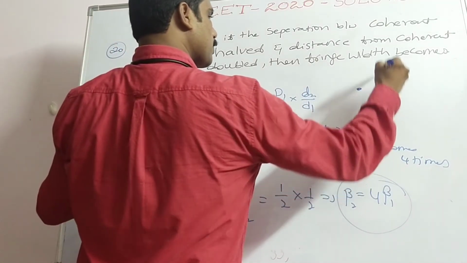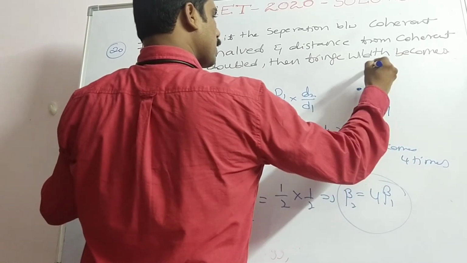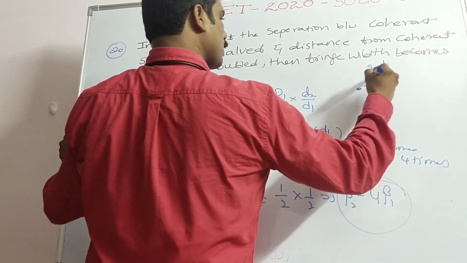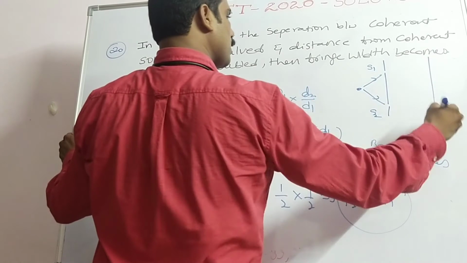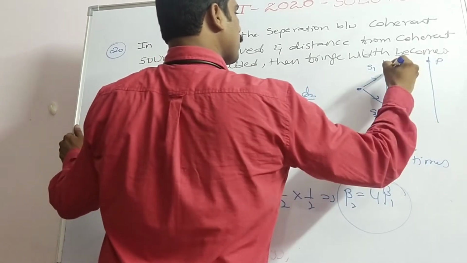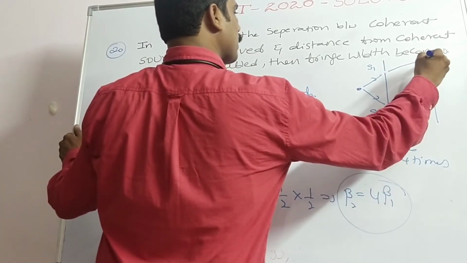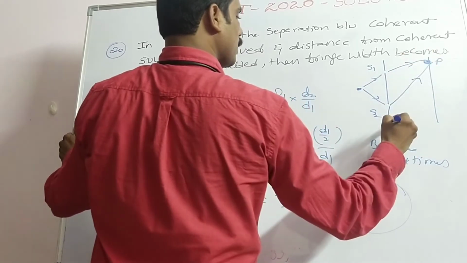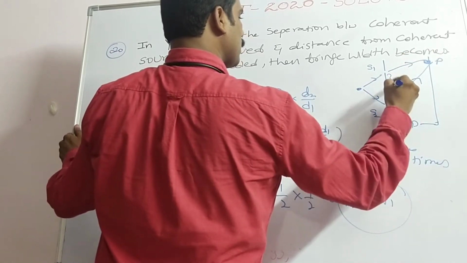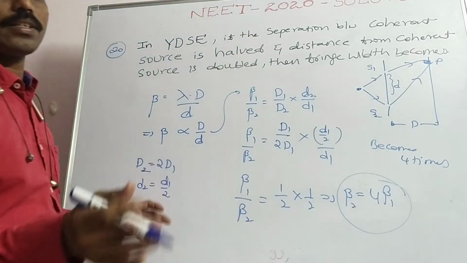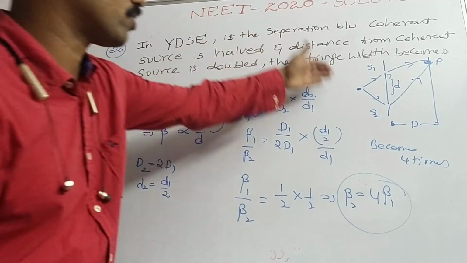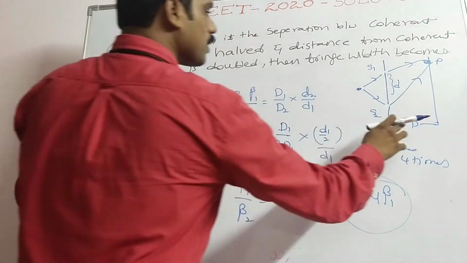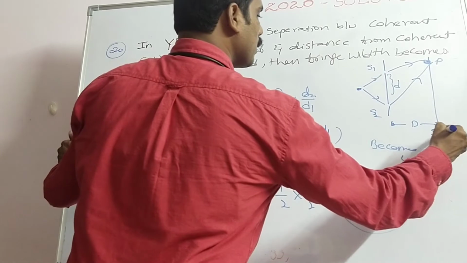You know Young's double slit experiment. This is slit S1, this is slit S2. This is the point P where the interference pattern can be observed. This is capital D, this is small d. Small d is the separation between the two slits, and capital D is the distance between the slits and the screen.